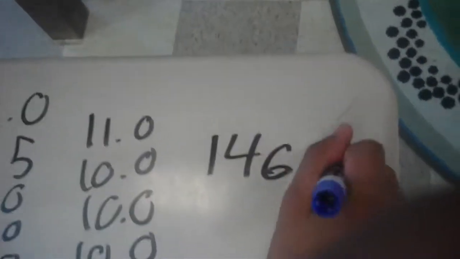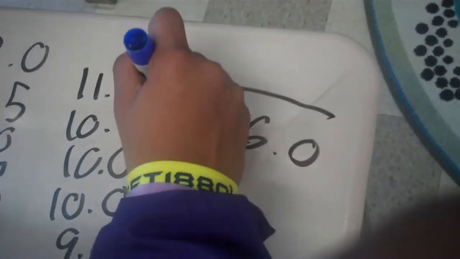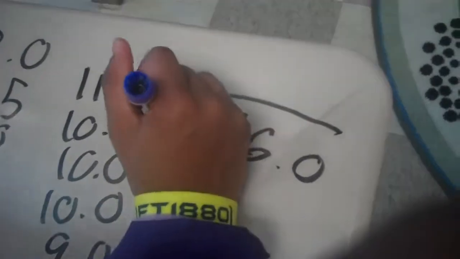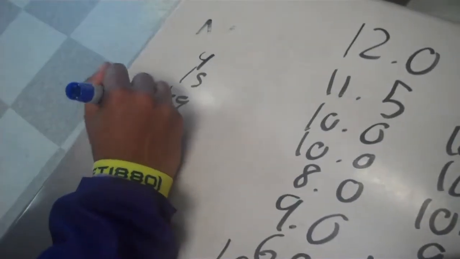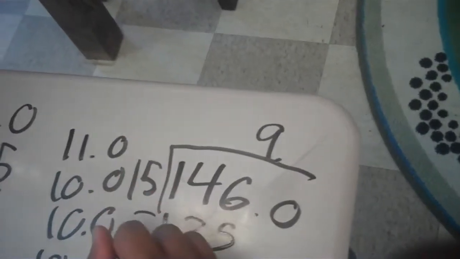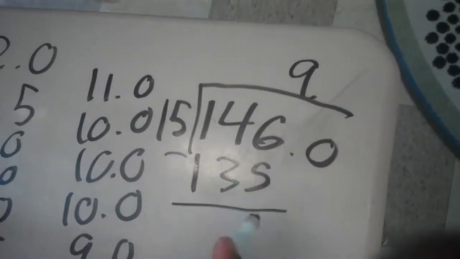Now, what you have to do is divide by the number of data points. The number of data points in this case is 15. So bring the decimal up top. 15 times 9 to make sure it goes in properly. 135. Subtract it. Be 11.